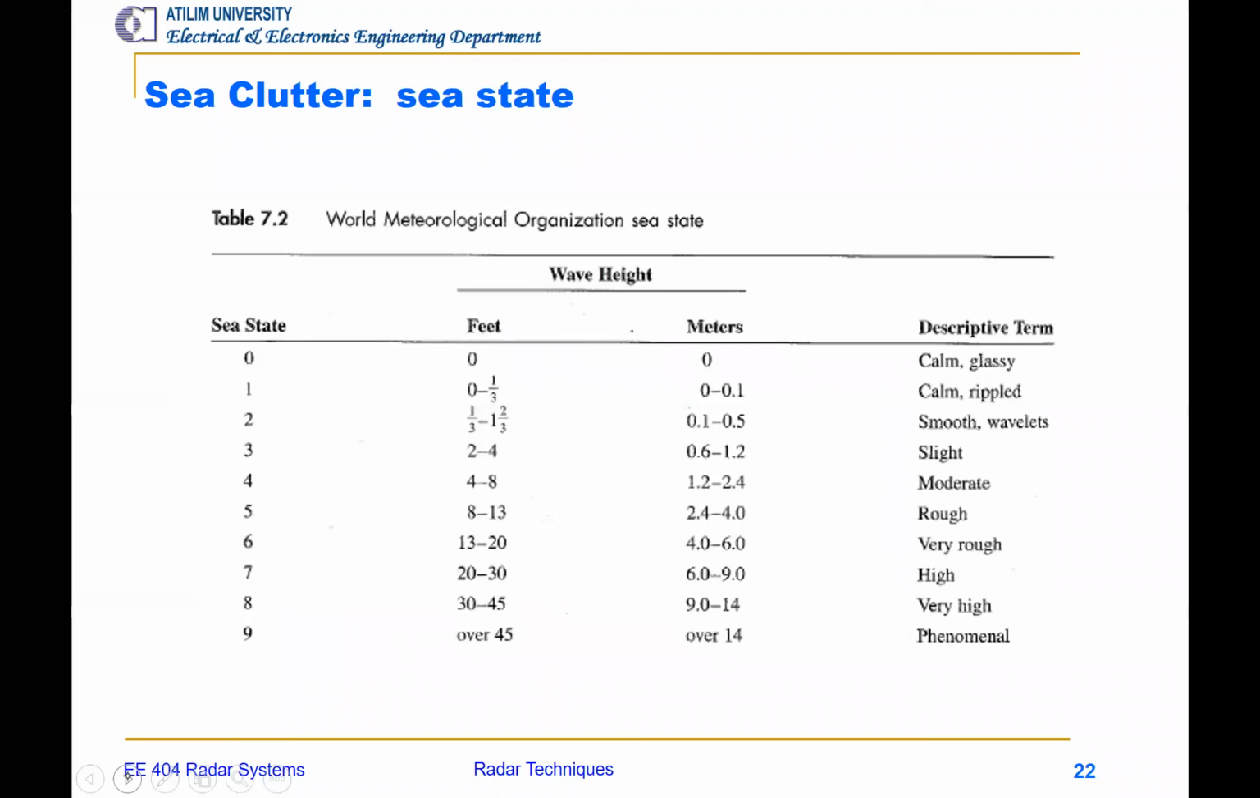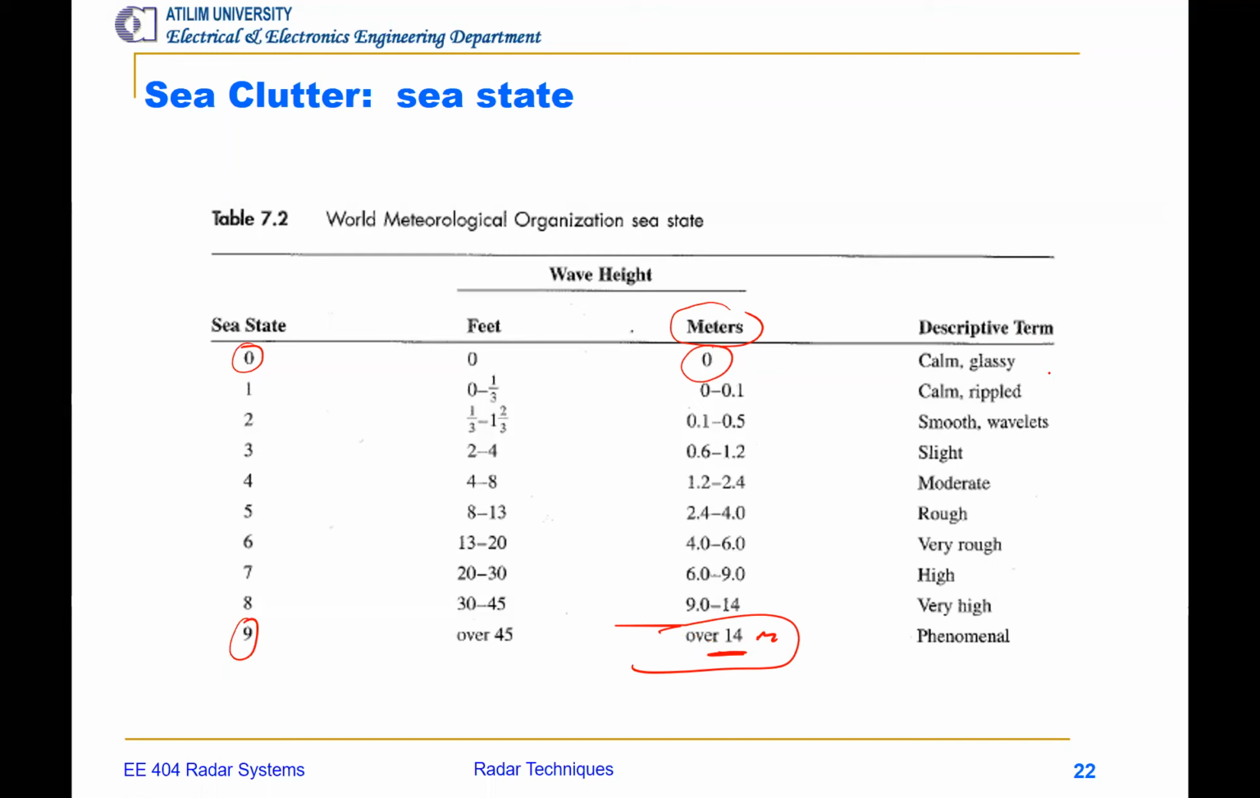In the world, there's an agreement on the sea state and the wave height, and we see sea states from 0 to 9, and wave height from 0 to over 14 meters, which is just like the tsunami. And on the right hand side, you can see a descriptive term for the sea.